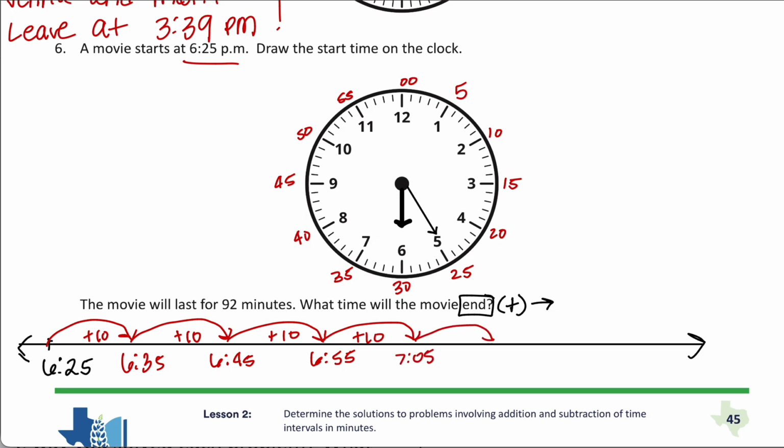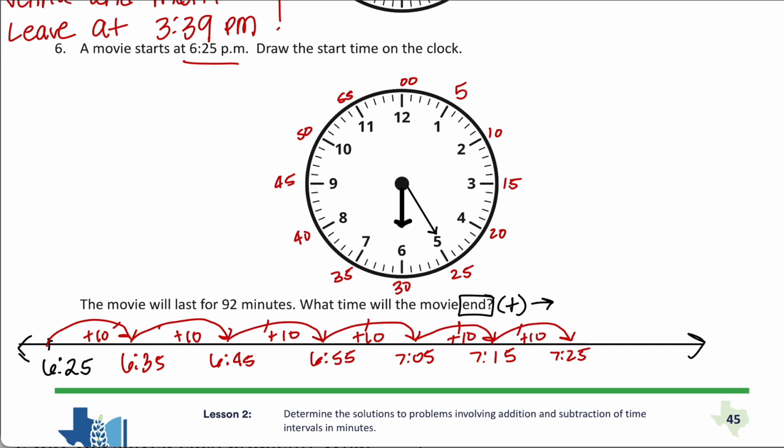7:05 plus 10 makes 7:15. 7:15 plus 10 makes 7:25. So let's see how many minutes we have so far. If I count at the top, 10, 20, 30, 40, 50, 60. Okay, remember I got to get to 92 minutes.